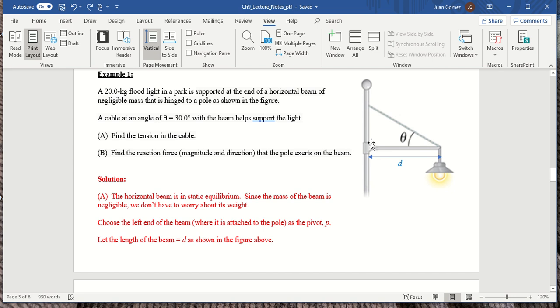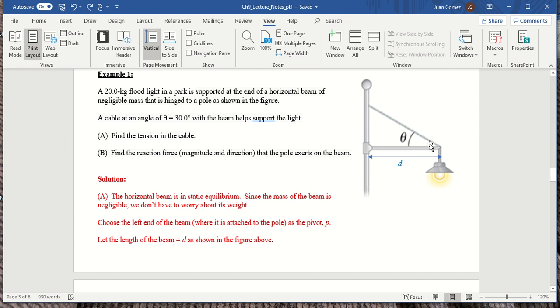And typically we assume that wherever the support beam, support rod, whatever, is affixed, like a pole or a building, that is where your pivot is. So we want to imagine what would happen if the beam could rotate about a pivot through its left end, the end where it's attached to the pole. And remember, right there, at the point where the beam is attached to the light pole, the light pole exerts a reaction force on the beam.